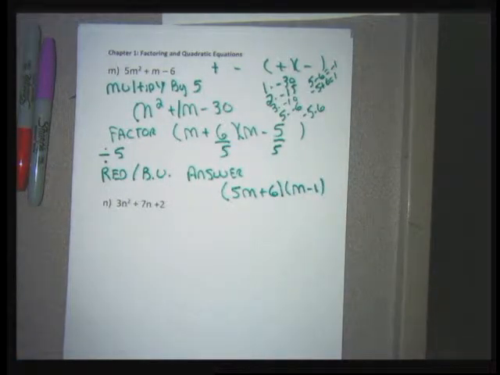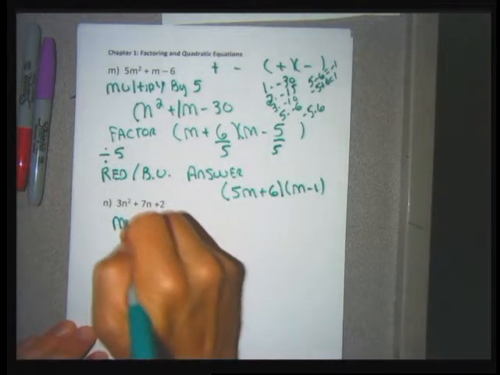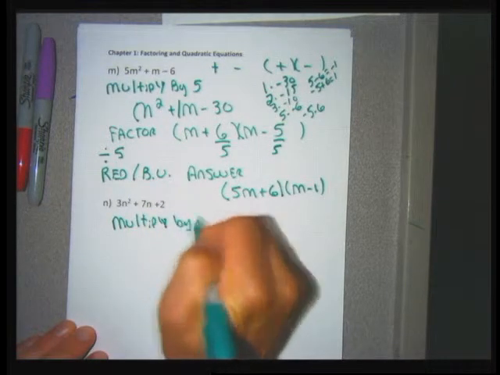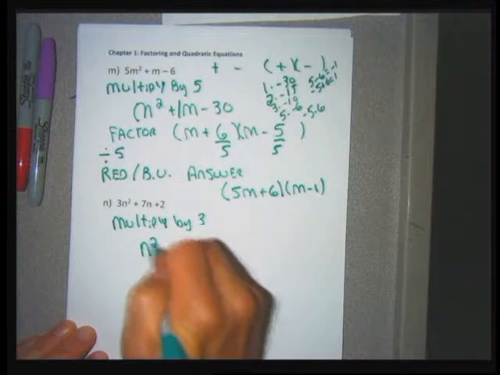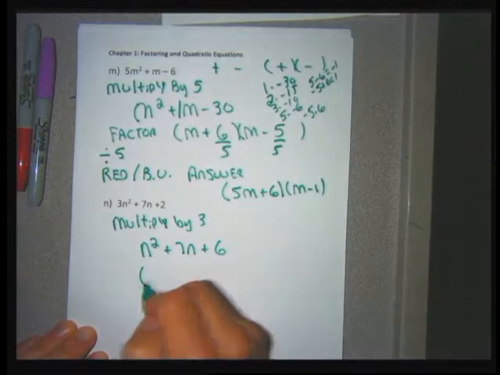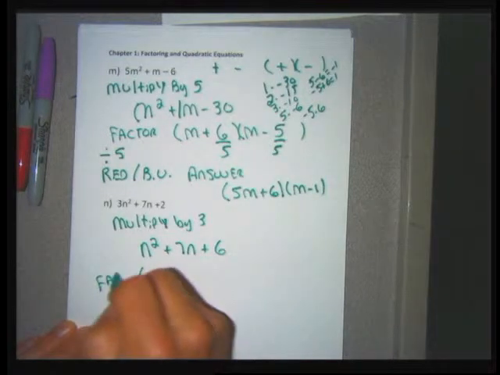N is also a bottoms up because there's no common factor, and the 3 in front of the n squared forces me into a bottoms up. There's no minus sign, so it's a double plus. So the first thing I'm going to do in my factoring is multiply by 3, and I'll get n squared plus 7n plus 6. Double plus factoring, so next step in bottoms up is factoring.